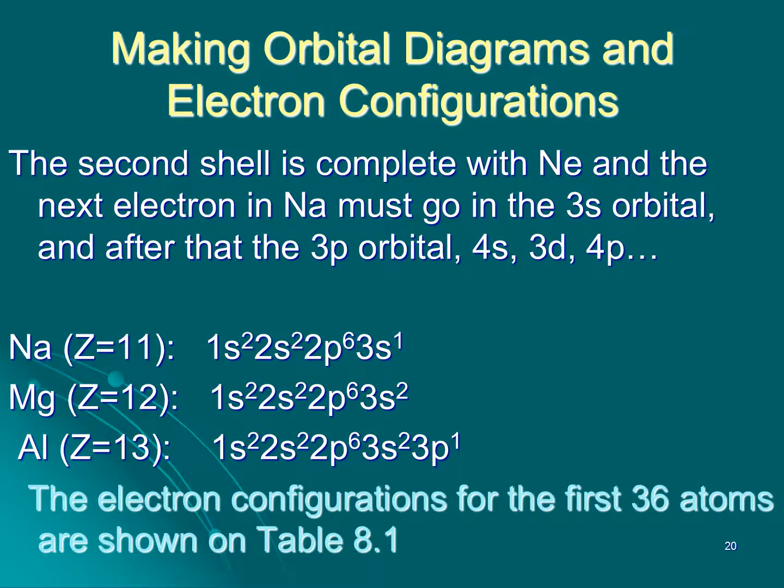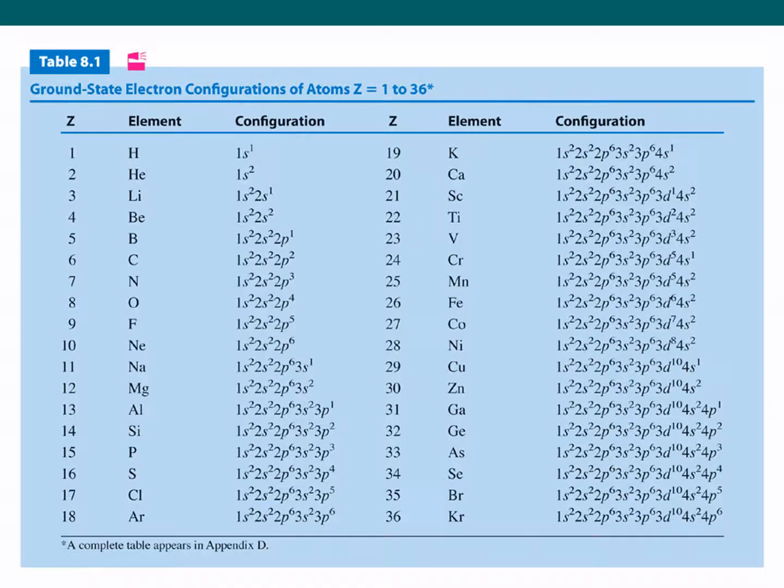Okay, so once the second shell is complete, we start putting electrons in the third shell. So after neon comes sodium. Sodium has 1 electron in the third shell, so it's in the 3s1. Magnesium has 2, so it fills up the s orbital, so 3s2, the s subshell. Aluminum then has 3 electrons in the third shell, so it has 3s2, 3p1. And here you can see all the different orbitals up to krypton. If you look at it closely, you might find a few little glitches, which we'll talk about in a little while.